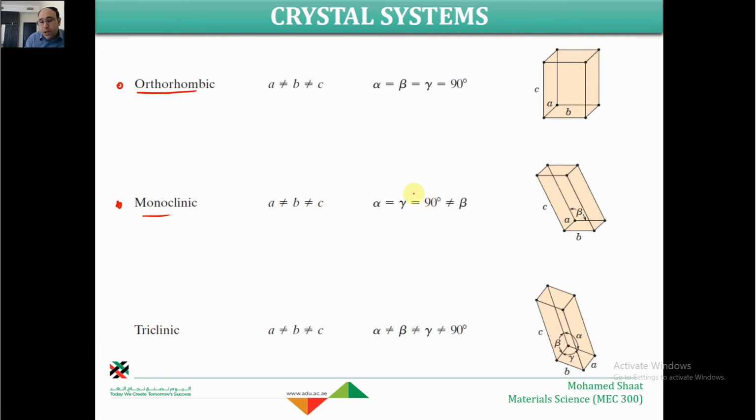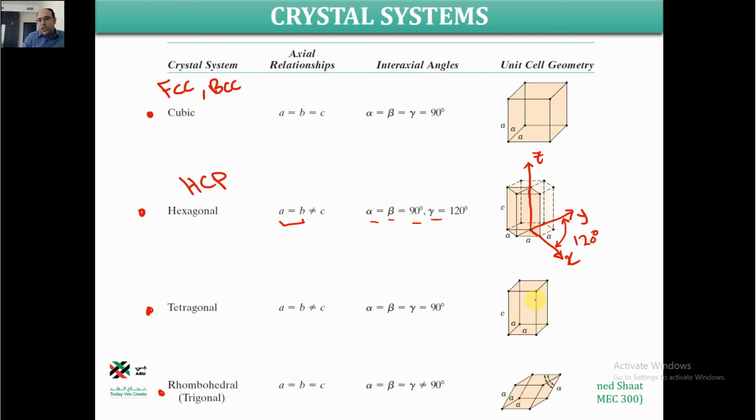Alpha and gamma are 90 degrees, but beta will be any other angle that is not 90 degrees. For the triclinic, A, B, and C are not equal, and alpha, beta, and gamma, none of them is equal to 90 degrees. This gives the 7 crystal systems.